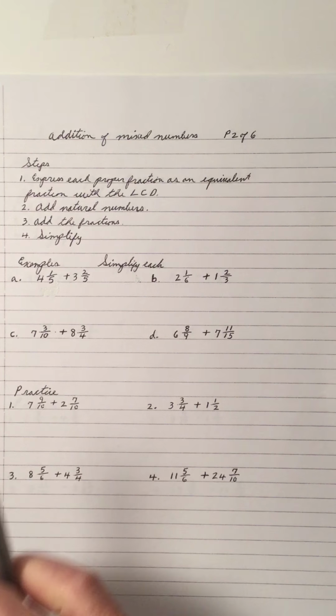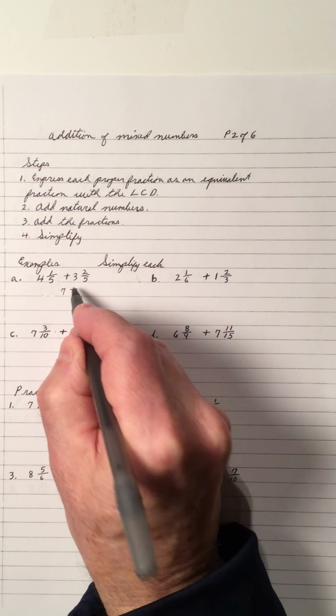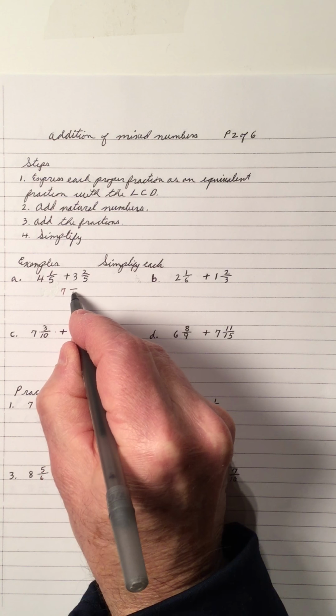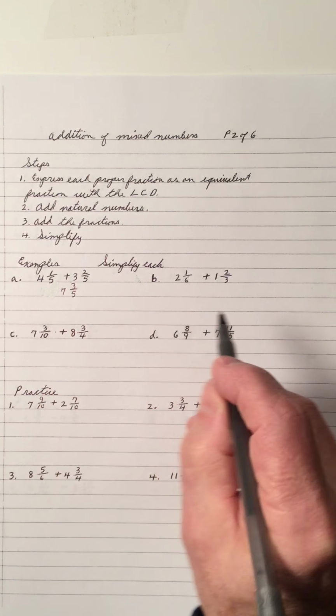Let's add these mixed numbers. 4 plus 3 is 7. Notice that both of them have a 5 as common denominator. We write it down. 1 plus 2 is 3.